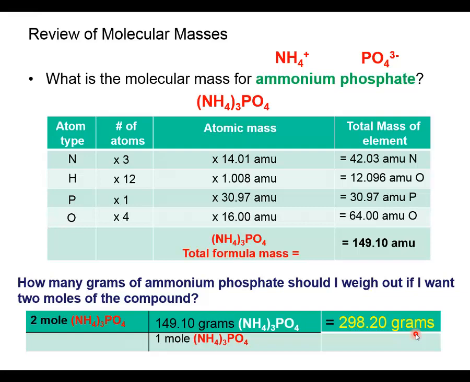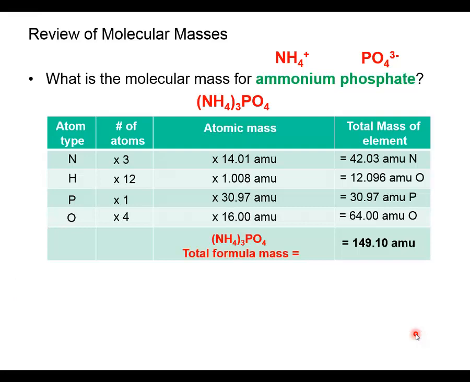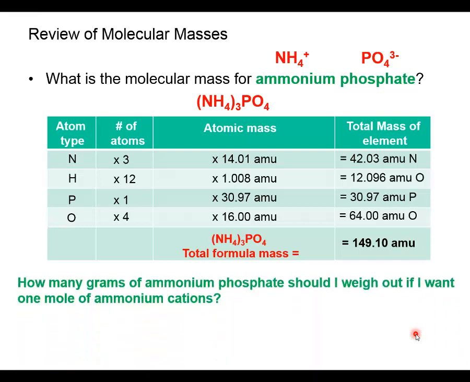Okay. Now the next question I want us to consider is how many grams of ammonium phosphate should you weigh out if you want 1 mole of just ammonium cations? Now you're going to have to think a little bit more about your formula here. If I look at the formula for ammonium phosphate, first of all, how many phosphate ions do we have in this formula? You should note that there's only 1 phosphate anion that was needed in this formula from when we first derived it. However, we had more than 1 ammonium cation. To balance charge with the phosphate, we had 3 ammonium cations.